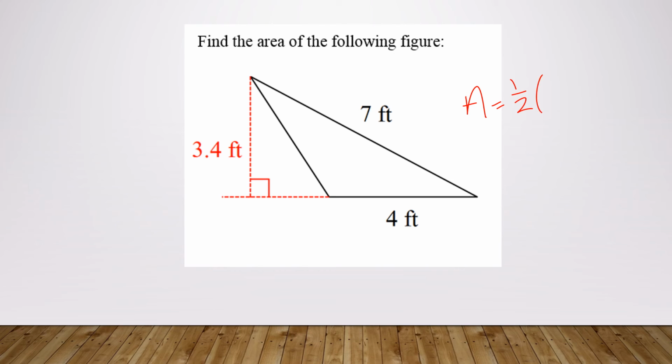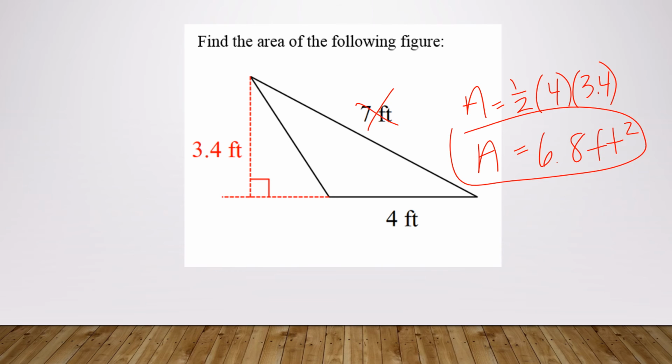It's 1/2 base times height. The base here is 4. The height is 3.4. We are not using the hypotenuse. So my answer here is 6.8 feet squared. Put that all in your calculator. All the answers are going to be like this, so look out for that.